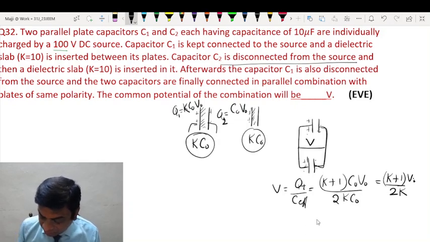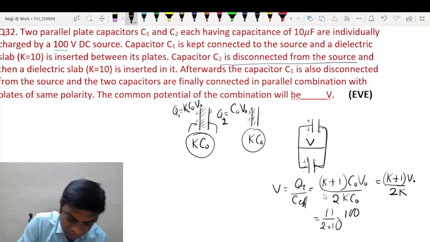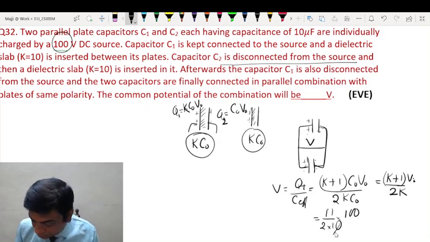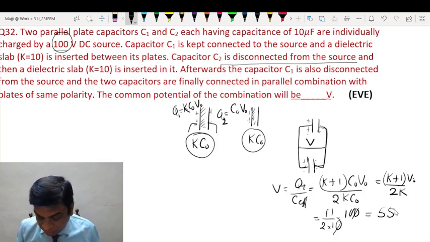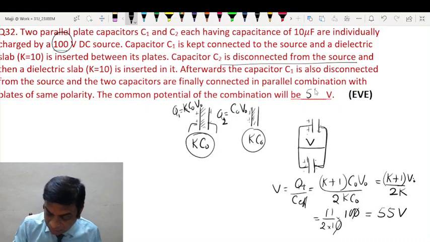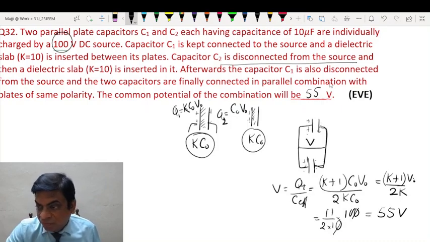So it's just a matter of substitution. K is given as 10. So 10 plus 1 is 11 by 2 into 10 into V0, which is 100 volt. You can see it's 100 volt. So 55 volt is the answer. They'll have a common potential of 55 volt.